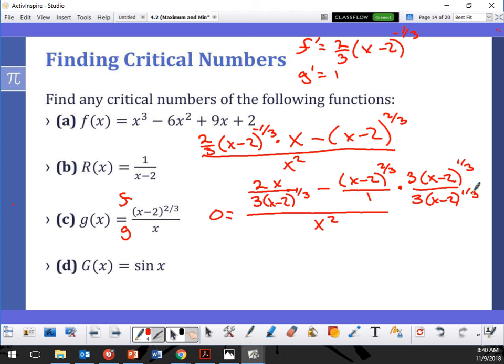So I'm going to rewrite this. 0 equals 2x. Now it's going to be minus 3 quantity, because like I said, you add your exponents, so it's going to be 3/3, which is just 1, x minus 2, all over 3 quantity x minus 2 to the 1/3, because that's going to be my common denominator again. Fractions over fractions are kind of a pain, but it works.